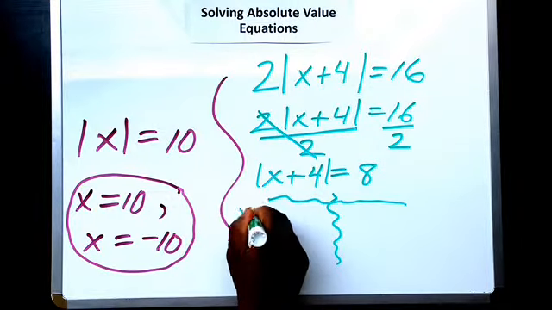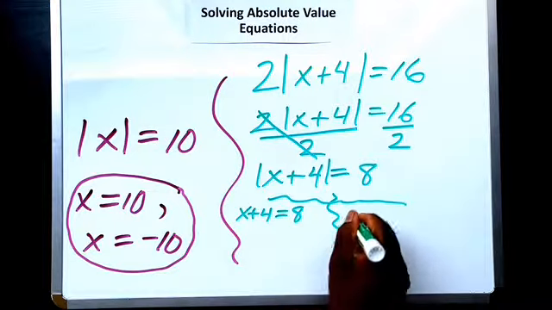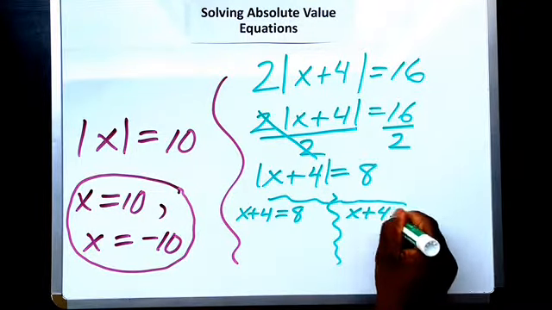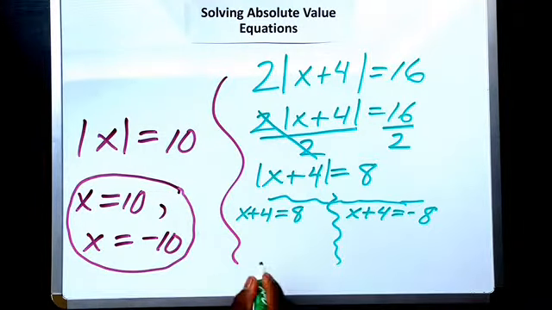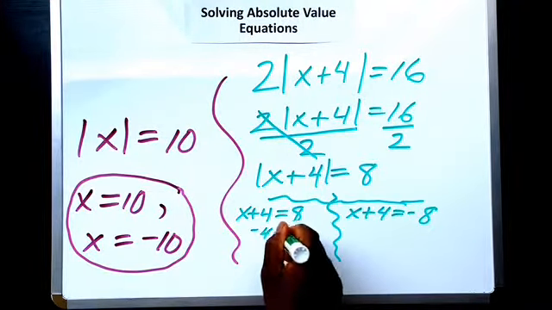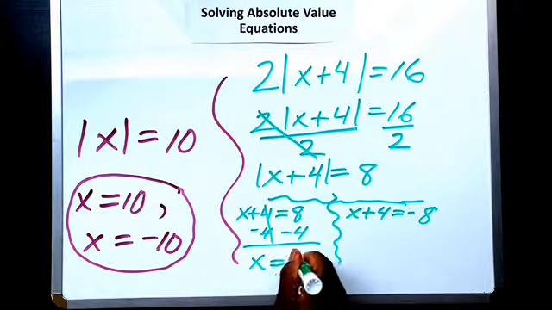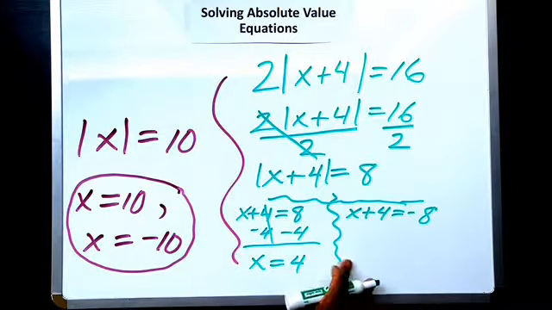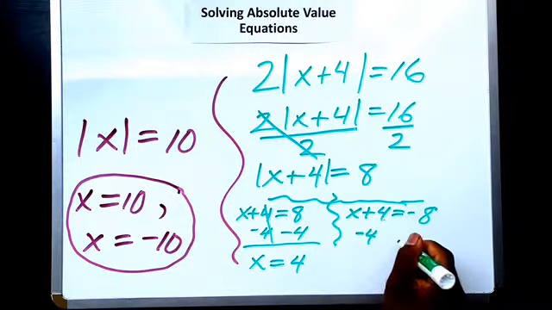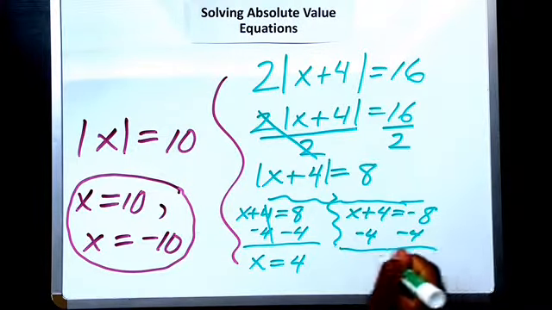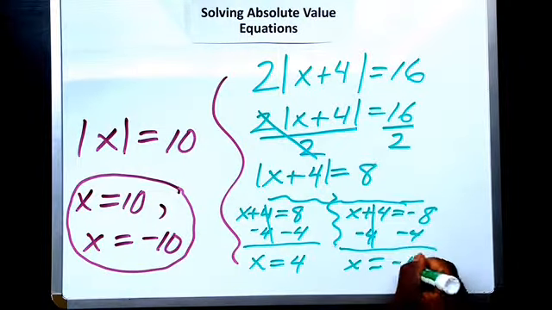We're going to set x plus 4 equal to 8, and we're going to set x plus 4 equal to negative 8, and we're going to solve for x. Subtracting 4 from both sides of the equation, we get x equals 4, and then subtracting 4 from both sides of the equation, we get x equals negative 12.